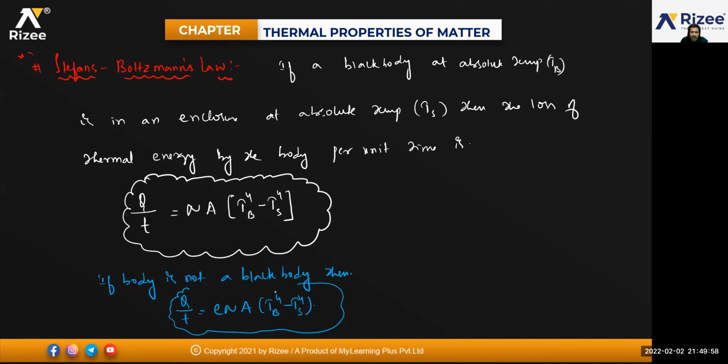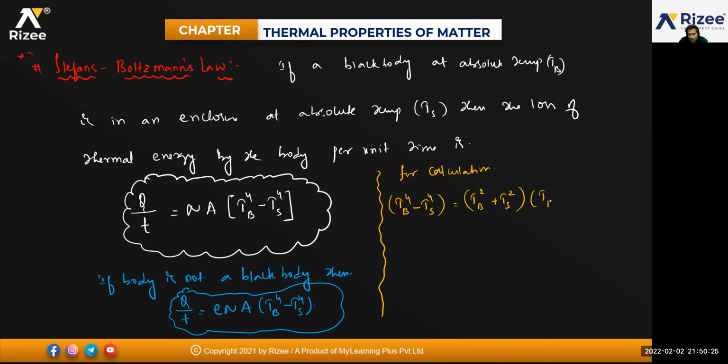For calculations, when you get T to the power of 4, temperature of the body to the power of 4 minus temperature of the surrounding to the power of 4 can be written as TB square plus TS square into TB square minus TS square. Same thing, TB square plus TS square into A square minus B square formula we are having.